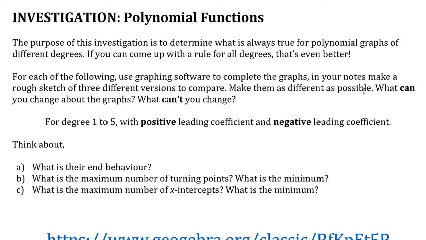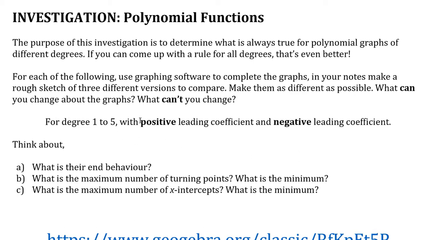And you're going to think about these things. What can you change about the graphs as you play with the applet? What can you not change about the graphs as you play with the applet? And we're thinking about end behavior, and we're thinking about turning points. I haven't even talked about what that means. I'll talk about that in a minute. So the maximum number of turning points or the minimum number, the maximum number of X-intercepts, we do know what that means, the minimum number. And you're going to think of the leading coefficient, the end behavior, and X-intercepts and turning points and that kind of thing, okay? And what you can change, what you can't change.